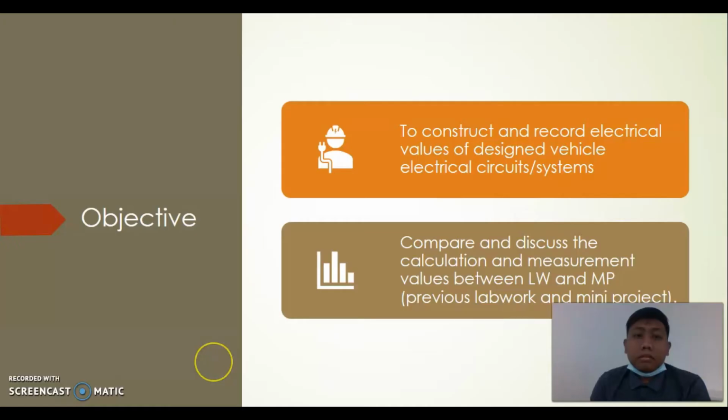Thank you. Now, this is our objective for the mini project. The first is to construct and record the electrical values of the vehicle electrical circuit and system. Second, to compare and discuss the calculated and measured values between the previous lab and the mini project. That is our objective for our mini project.